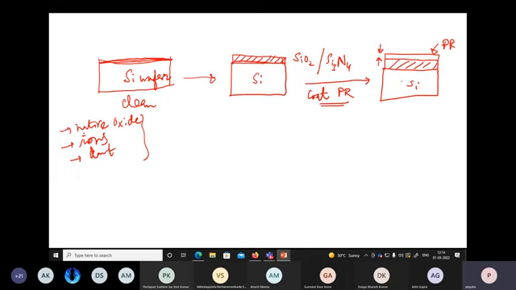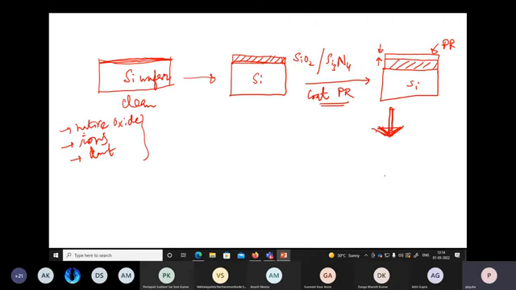Then what you do, you use, sorry, my pen is still not working properly. So I am looking at the screen to write what I am writing. Sometimes I am writing in the wrong place.